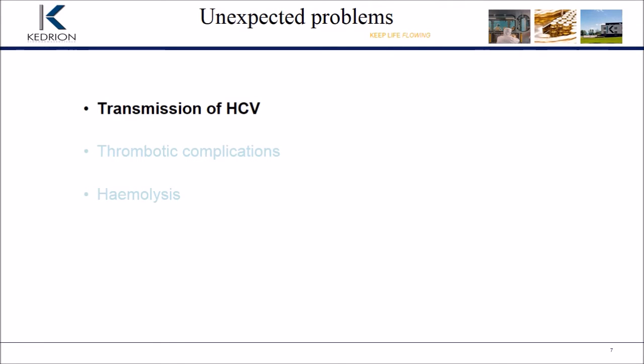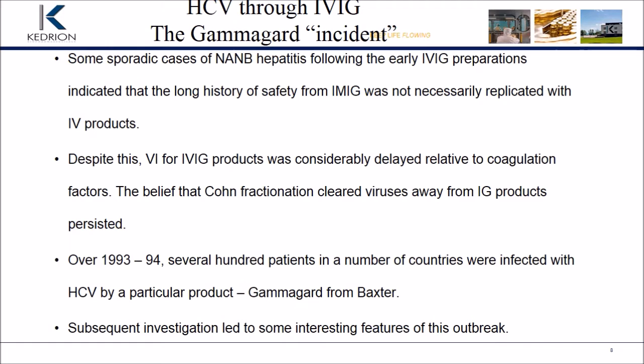And many people in this room remember this well, including Professor Quinty, who has worked extensively on this subject. You know very well that although with some sporadic exceptions of non-A/non-B hepatitis following early IgG preparations, there was a long history of safety from intramuscularly administered immunoglobulin, and this showed us that it was not necessarily the case that this was going to be the same with the intravenous preparations.